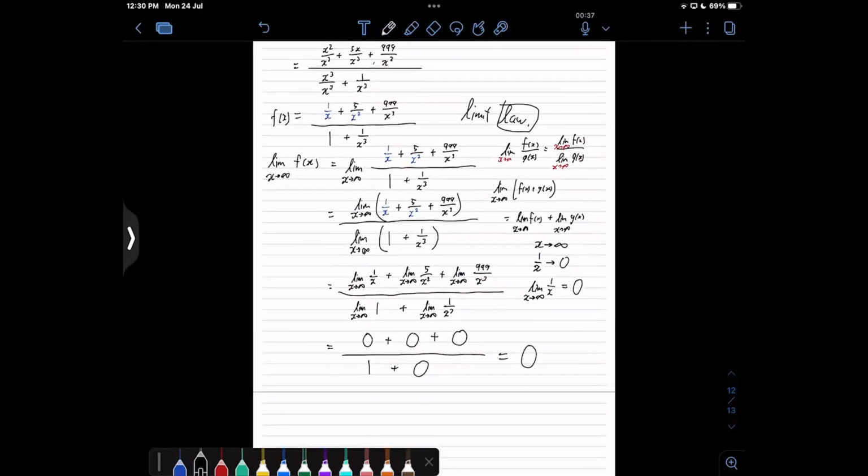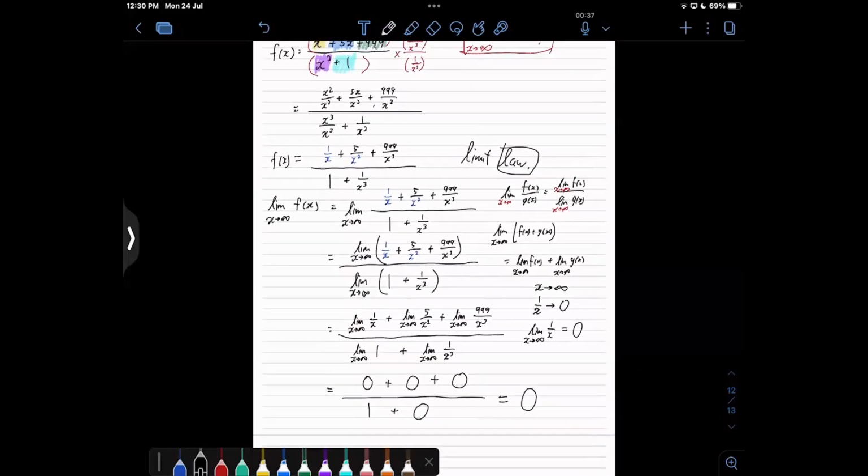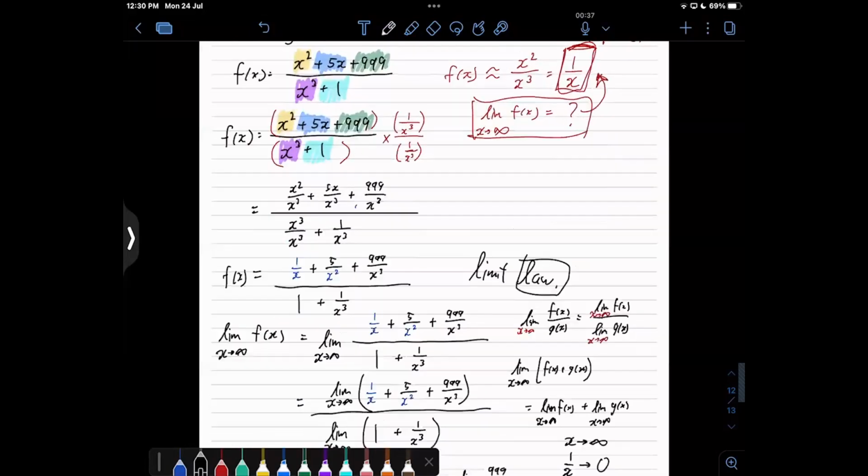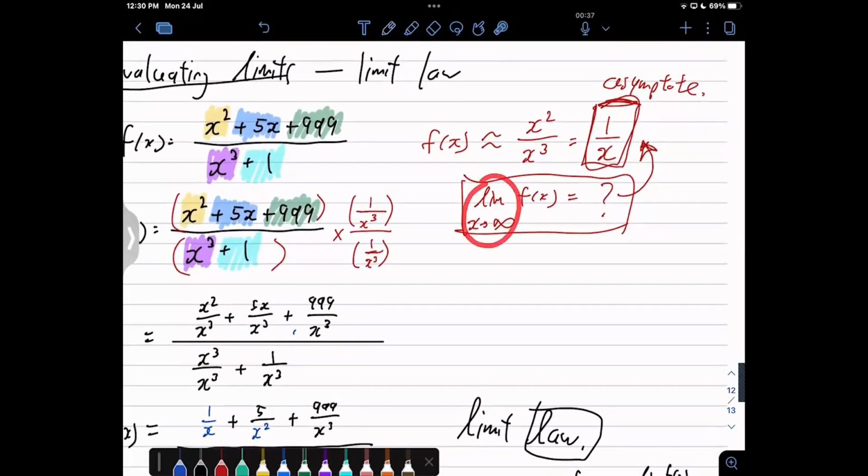Let me think. That's evaluating the limit. Eventually it becomes 0. Sorry, there was a mistake here. No, this is not correct. This one is already taking a limit as x approaching infinity, but the asymptote is... this is not correct.